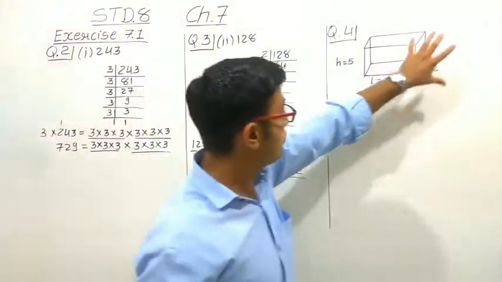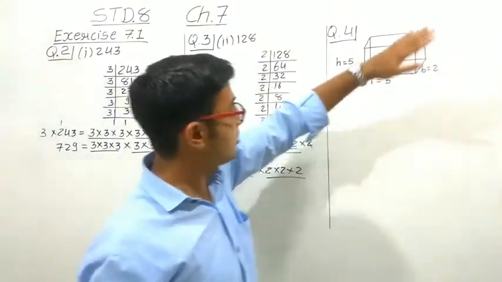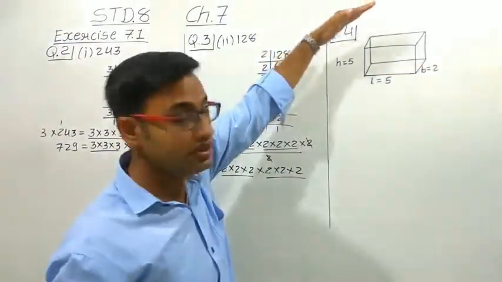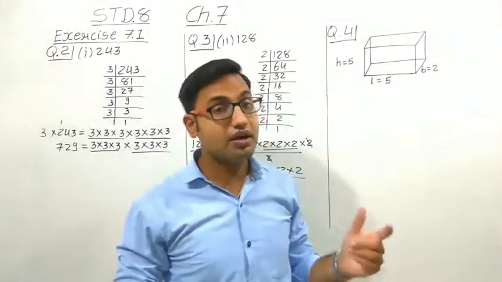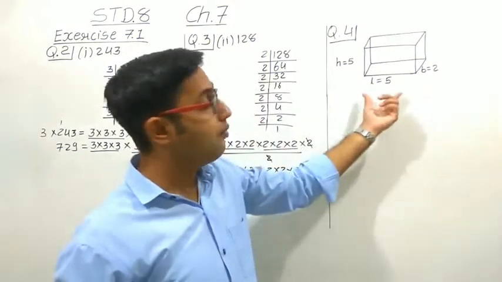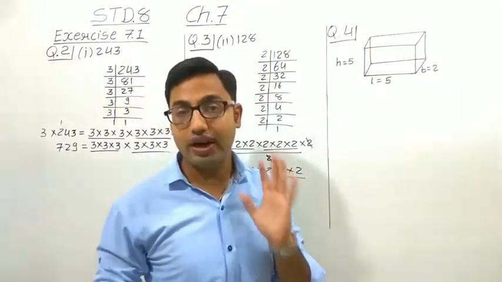So some cuboids we have to put adjacent to this, some we have to put on the top of this. In this way we have to make a perfect cube. But to make that perfect cube, how many such cuboids do we require? That we have to find out.